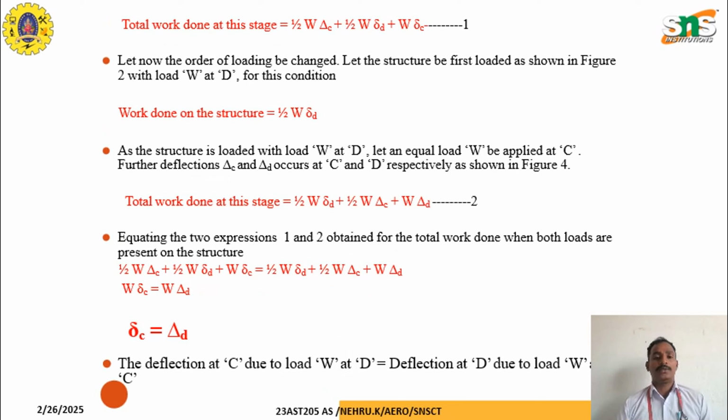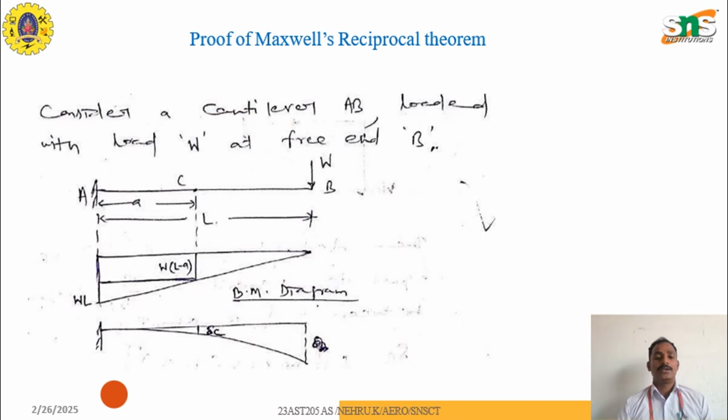There will be a further deflection, delta C and delta D, at points C and D as shown in the figure. The total work done at this stage is equal to half W delta C plus half W delta D plus half delta C at all the points. So the deflection at C is equal to the deflection at D, which is reciprocal.